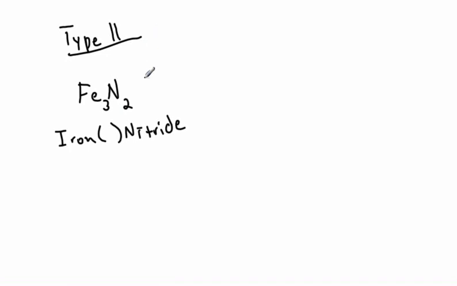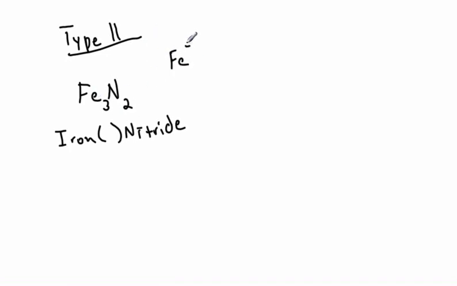Now, type 2. On type 2, we don't know the charge of the metal always. So let's do Fe. It's going to go with nitrogen, and there we have Fe3N2. So to name this, we can't just say iron nitride like before. We have to add something to it because this is a type 2.